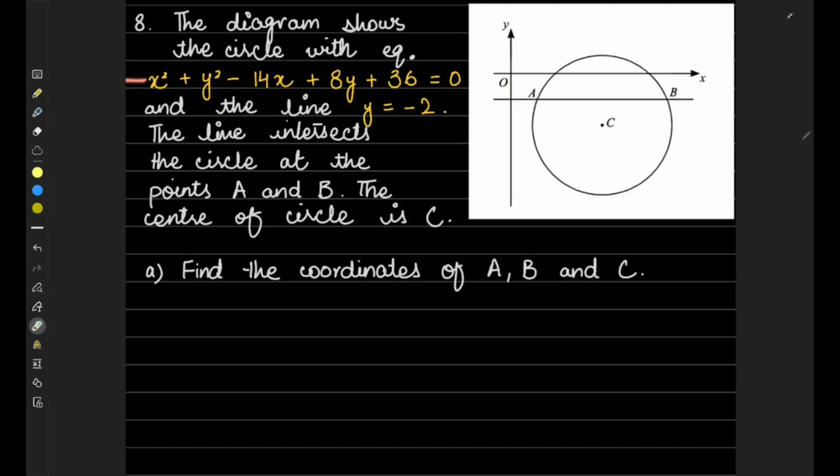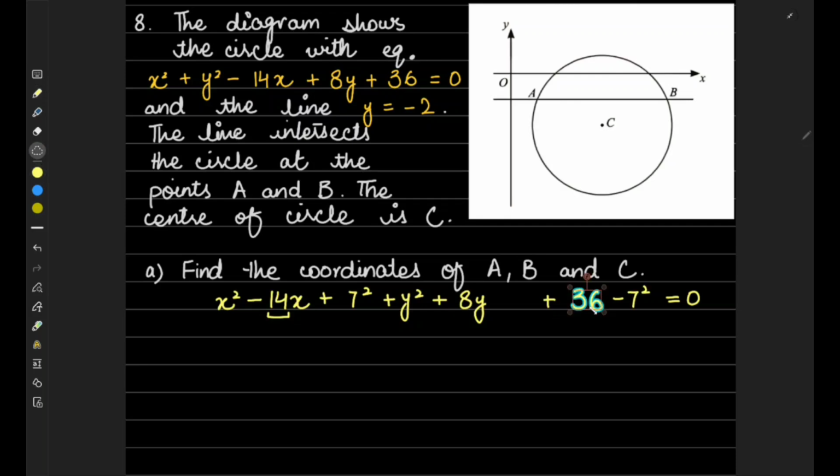by rearranging this equation of the circle and making it into the standard form. So first write that up: x square minus 14x plus y square plus 8y plus 36 equals 0. We complete the square for both x and y. If this is 14, the half of it is 7, so we'll be adding and subtracting 7 square.